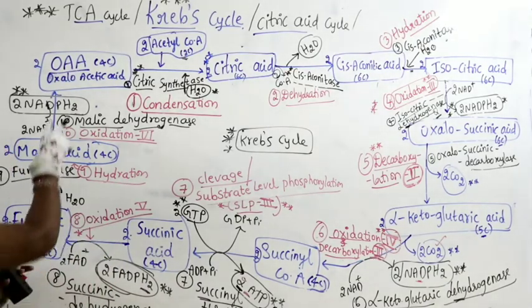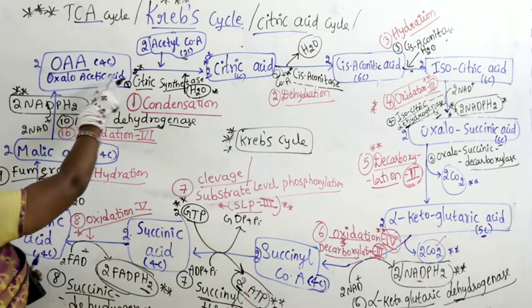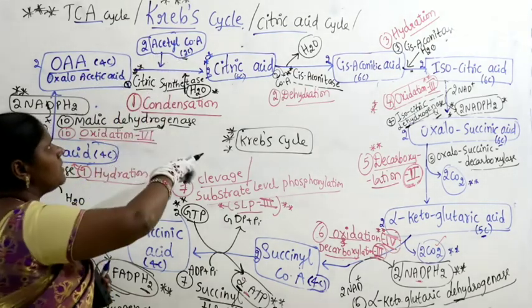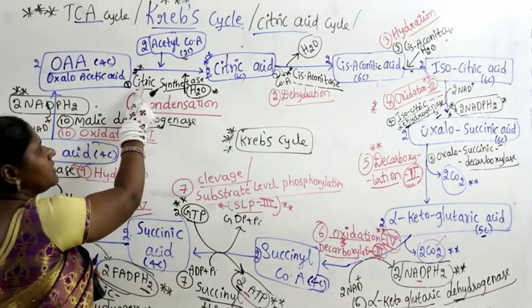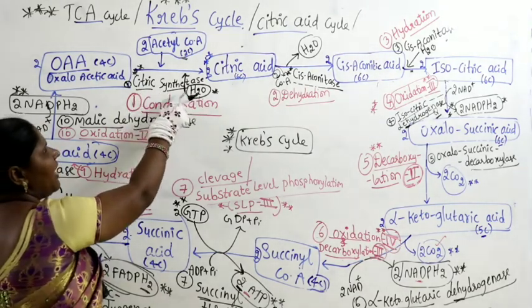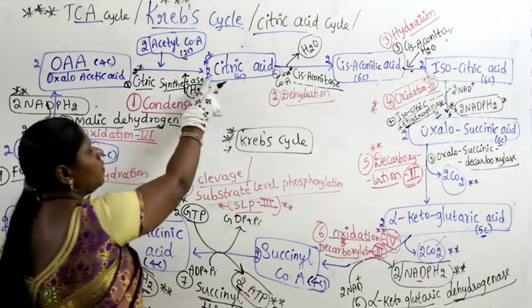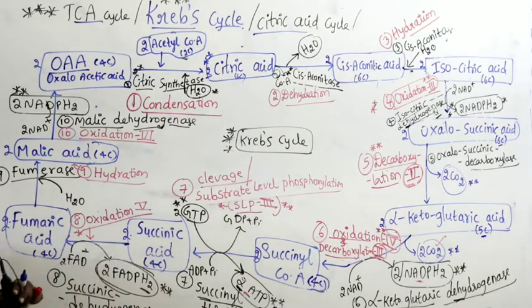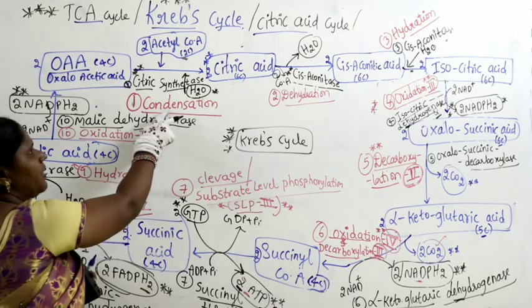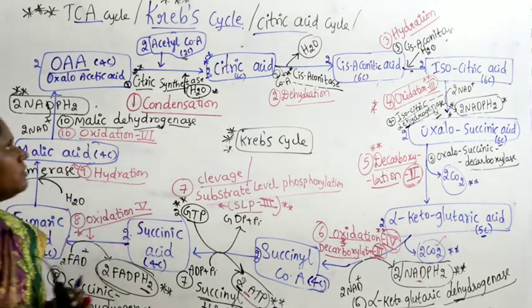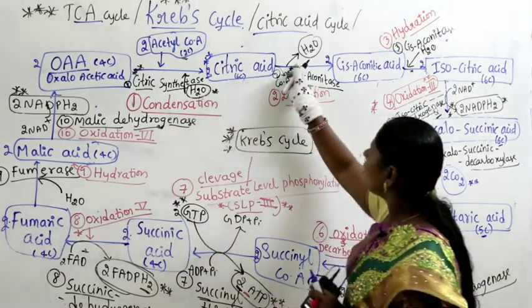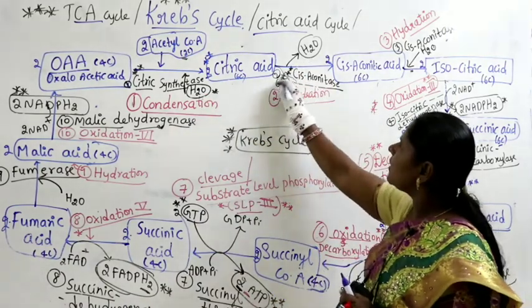Okay, so here OAA, oxaloacetic acid, combines with acetyl-CoA, 4 carbons plus 2 carbons, 6 carbons. So what is the name of the enzyme? Citrate synthetase. Water is added and converts into 2 molecules of citric acid having 6 carbons. That's why it's called citric acid cycle. Now what is the name of the reaction? Condensation.